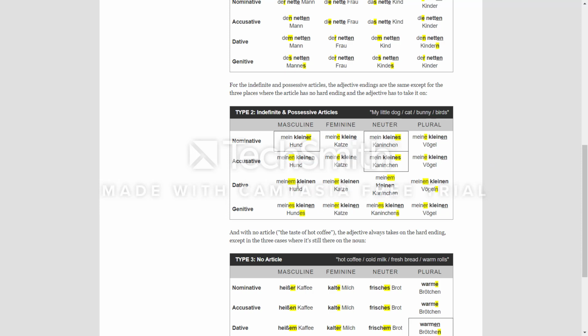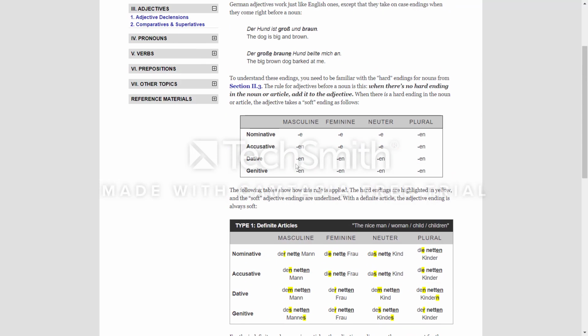Otherwise, it follows the same pattern. We've talked about the em ending or the m ending. This is repeated here. And when we have dative masculine, we expect en, so otherwise it's following this table.